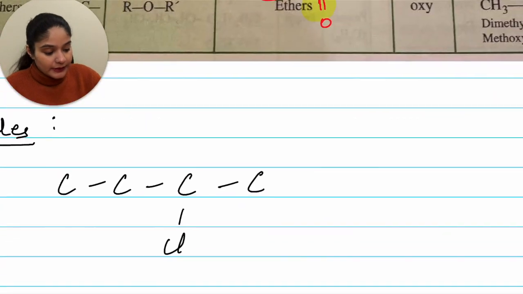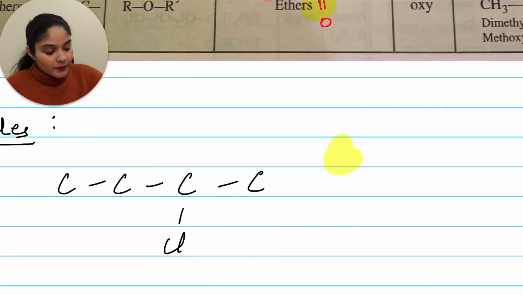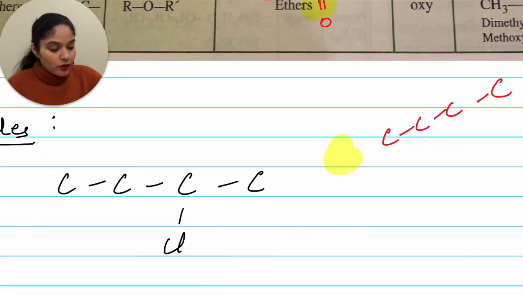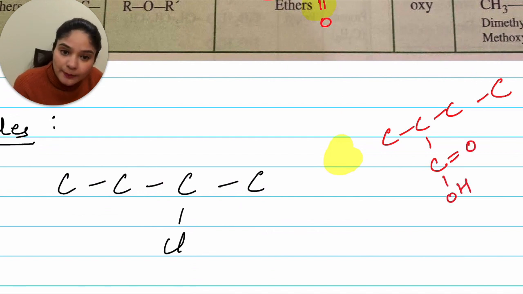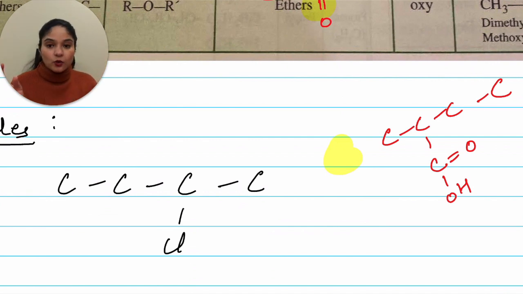That means it can also be something like 1, 2, 3, 4, and over here you have a C, and then from this C you have a carboxylic group attached to it: double bond O and a single bond OH. This can also happen. But always remember, your carboxylic acids are on the corner carbons, not in the middle of the chain.